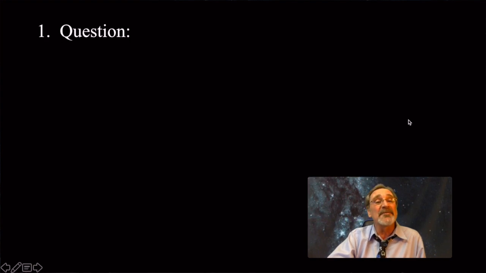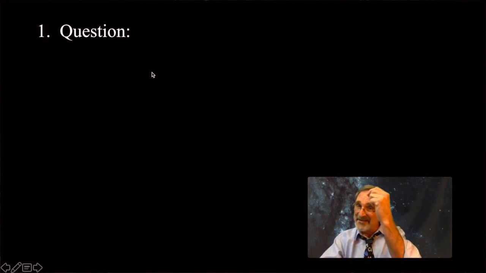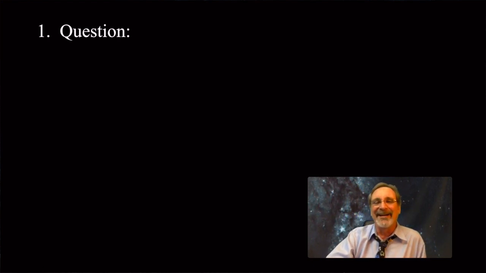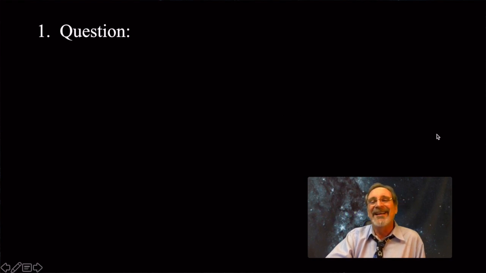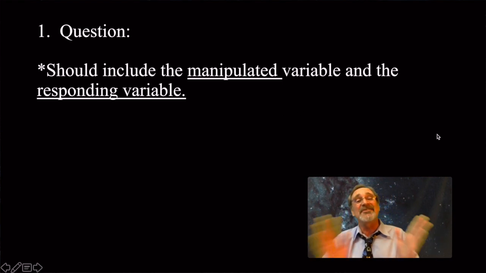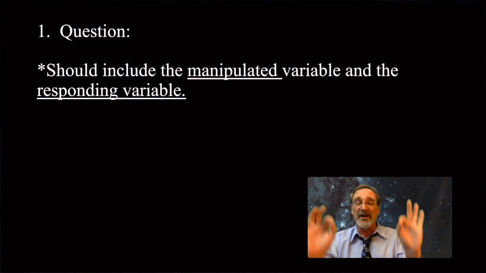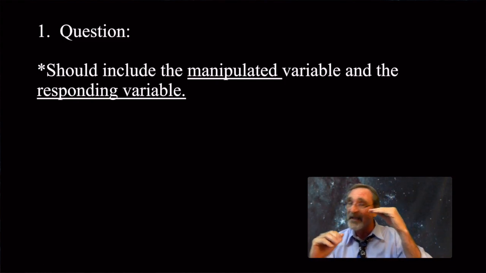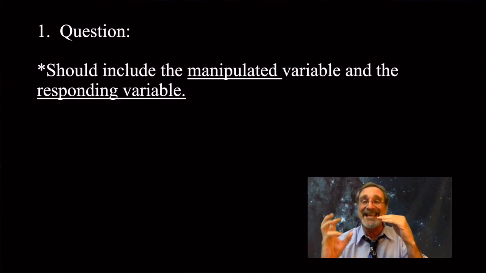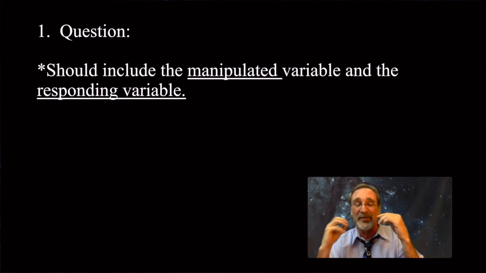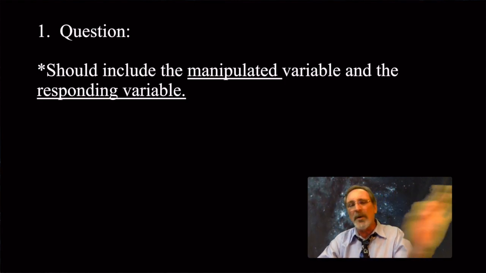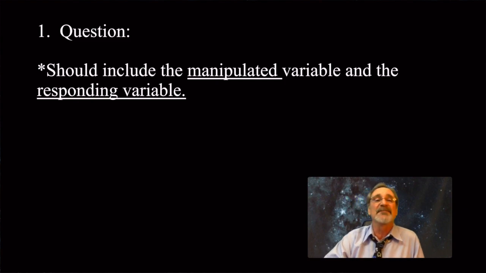First of all, lab write-ups always start with a question. Write that down. If I go too fast, pause it, write it down, and then pick it back up where you left off. The question should always include the manipulated variable and the responding variable. Remember, the manipulated variable is what you're testing, and the responding variable is the data you take. You want to see if the responding variable responds to the manipulation of the other variable. So always have your question worded with both the manipulated and responding variable involved.